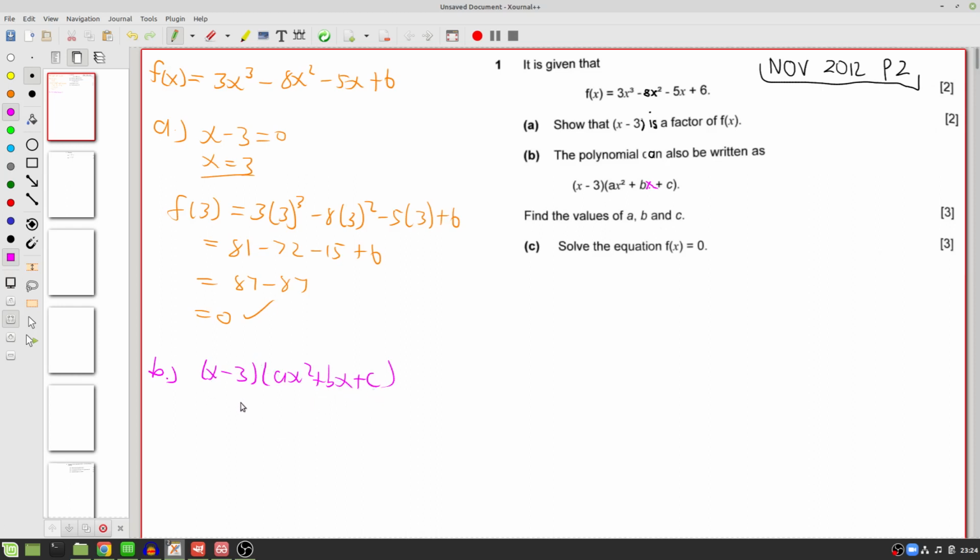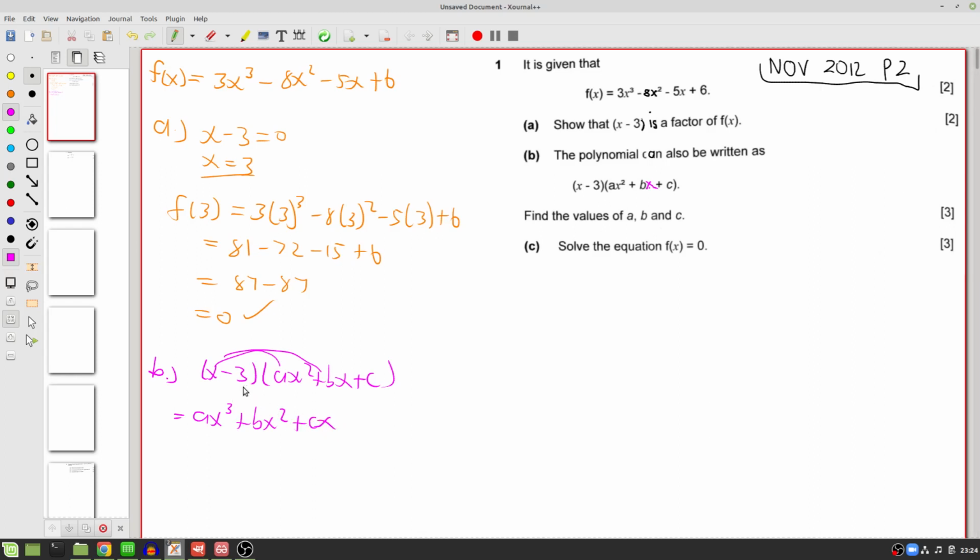A couple of ways we can do this. We can use long division, finding an answer and putting that equal to the normal way, finding the remainder. But what I'm going to do is use equivalence. I'm just going to multiply this out and then compare that answer to the original function. So let's multiply it out. x times ax squared gives us ax cubed, then x times bx is bx squared, x times c is cx.